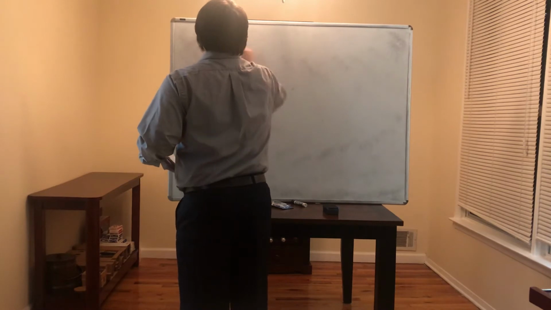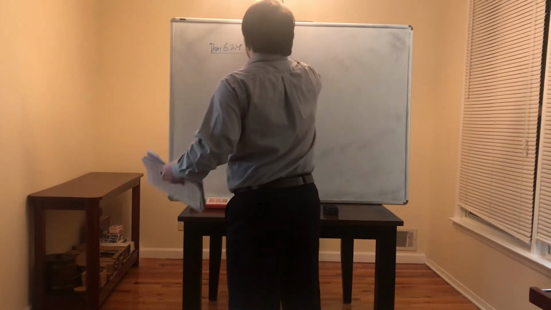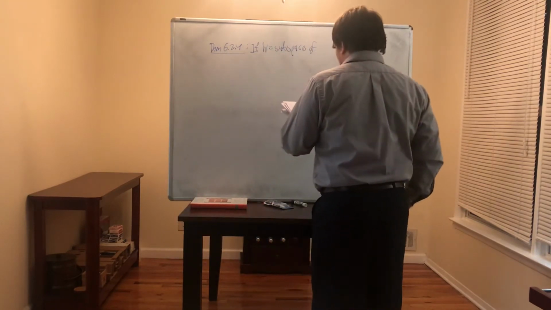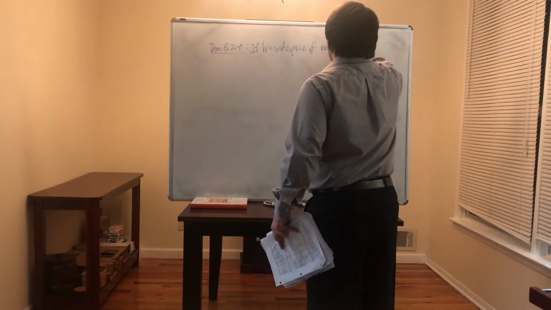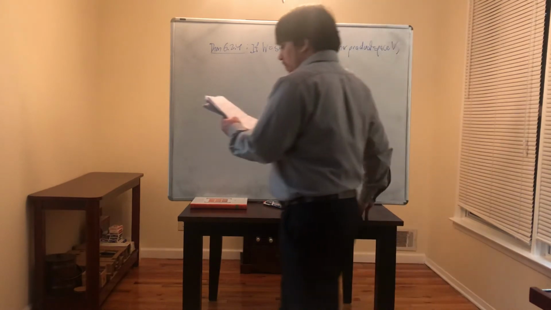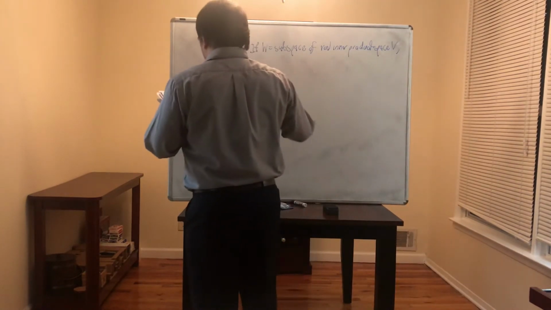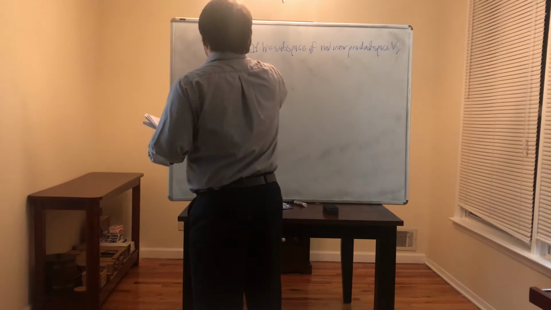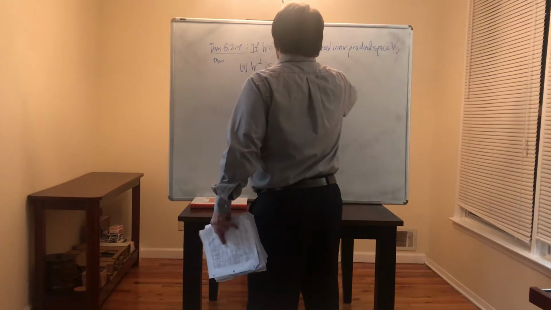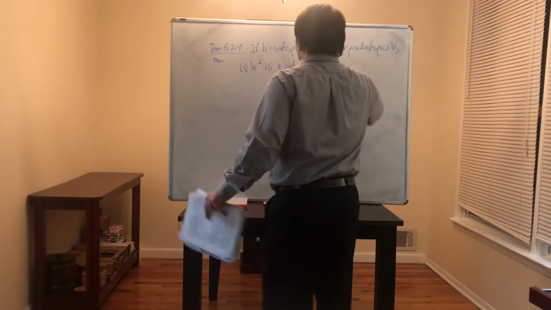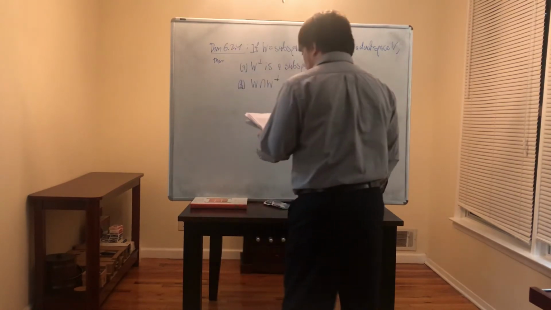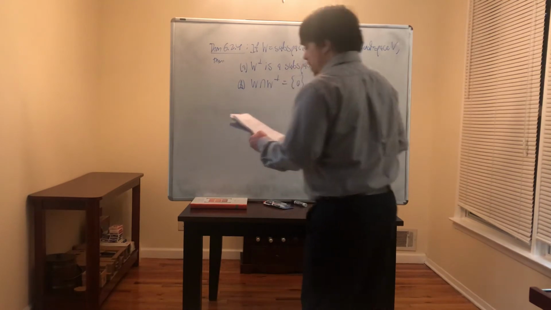Theorem 6.2.4. If W is a subspace of a real inner product space capital V, then W complement is a subspace of V, and the intersection of W and its complement, W and W complement, is the 0 set. Okay?